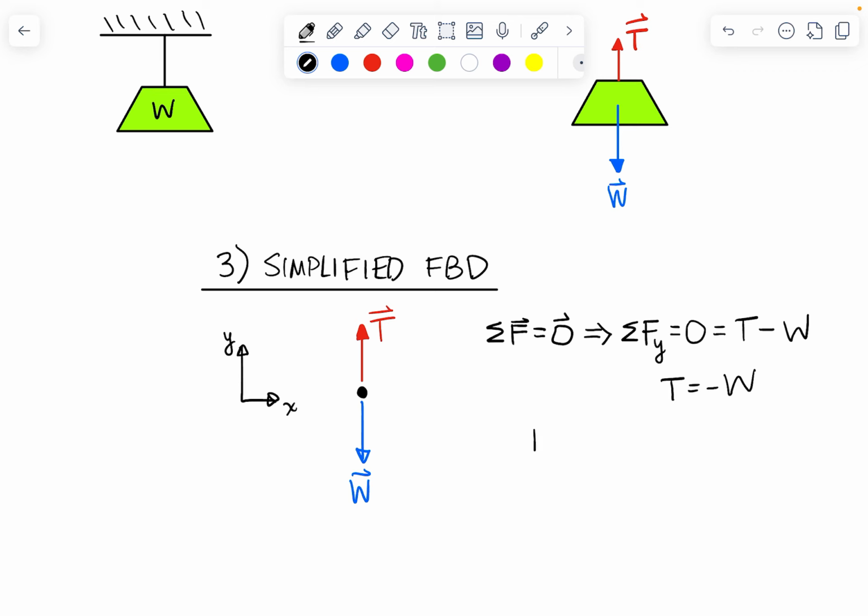And we could also do this using our Cartesian coordinates, right? So if I wrote my tension in Cartesian coordinates, it would be 0 i hat plus T j hat. And the W would be 0 i hat minus W j hat. And then if we added up our j components or our y components, we would get the exact same equation that we got here.